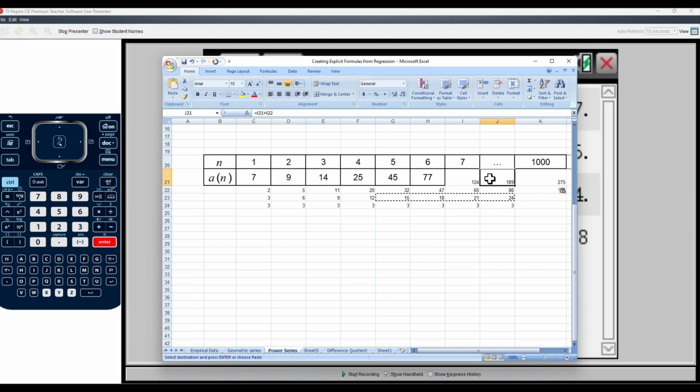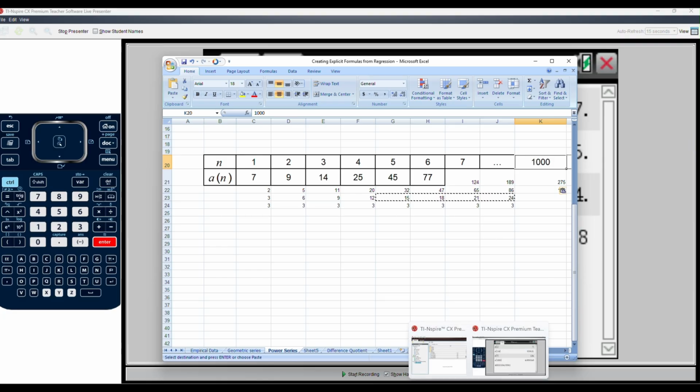Now I don't recommend you do this all the way to 1000. You're going to need the TI-Nspire or some other statistics calculator to do the regression to find the bigger equations. So we were able to find the function or the equation. We were also able to solve the problem using different technologies.